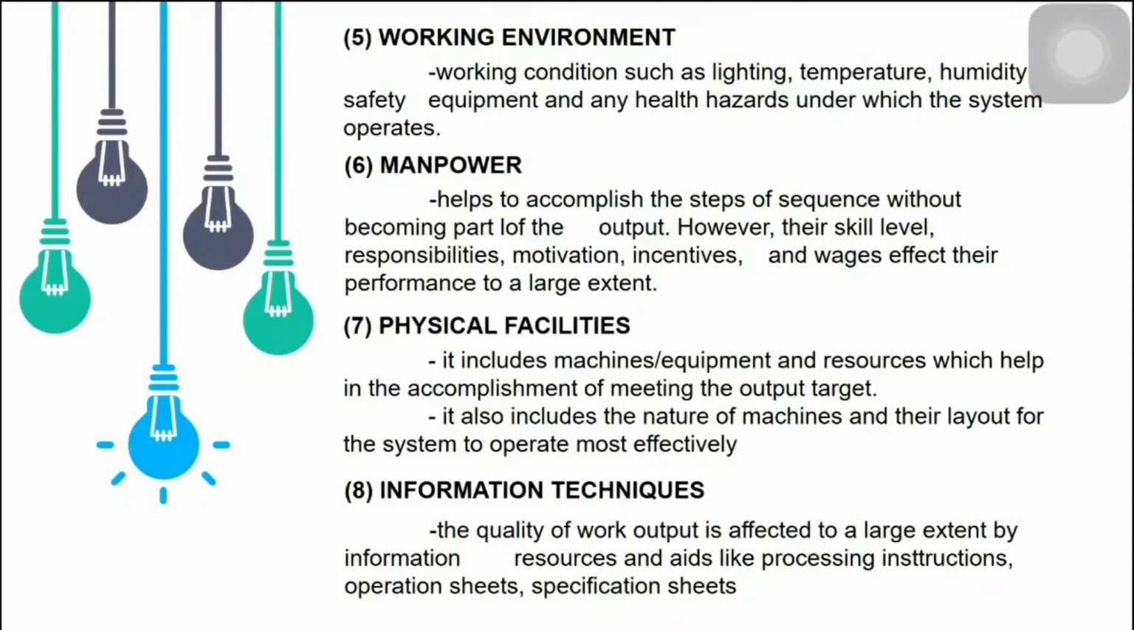Seventh, physical facilities. It includes machines or equipment and resources which help in the accomplishment of meeting the output target. And lastly, information techniques. The quality of work output is affected to a large extent by information resources and its aids like processing instructions, operation sheets, and specification sheets.